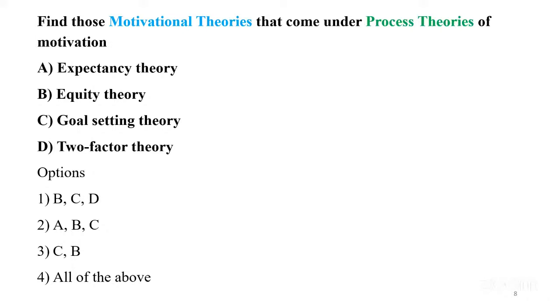So now coming back to our question, which was asking especially about the process theories. After understanding all the options, we can simply eliminate option D, that is two-factor theory, because we know that it is from the content theory, Herzberg's two-factor theory we have studied. So we will have the correct answer, that is option number 2, A, B, C. I hope you people have understood.